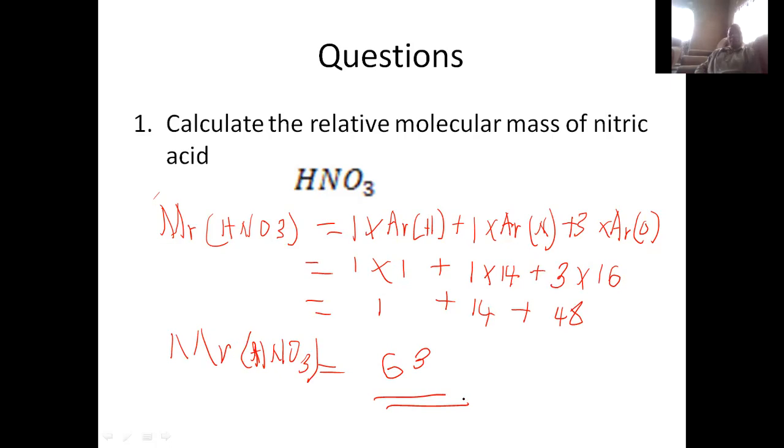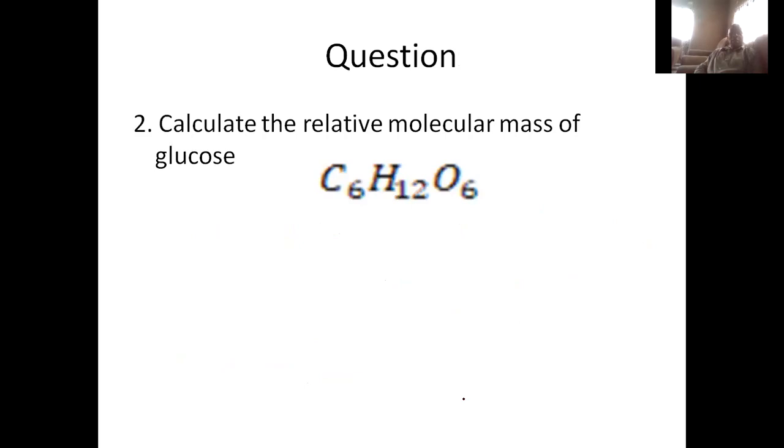So basically this is what we do. The first thing is to identify the subscript of each element in the compound, and then multiply it with the relative atomic mass, and then you sum all of them. And this is how we calculate the relative molecular mass. And you notice that I have not put units here because relative molecular mass has no units. And so we can do another question. Calculate the relative molecular mass of glucose.